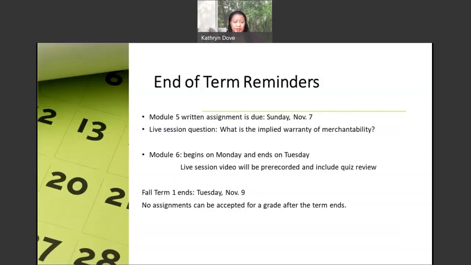So just a reminder, your Module 5 assignment is due on Sunday, November 7th. This is only a 5.5-week course, so fall term 1 will end on Tuesday. So please be sure to submit all of your assignments on Tuesday, November 9th. No assignments can be accepted for a grade after the term ends. Now, should you request an incomplete grade, you will have an additional week to submit your assignments.